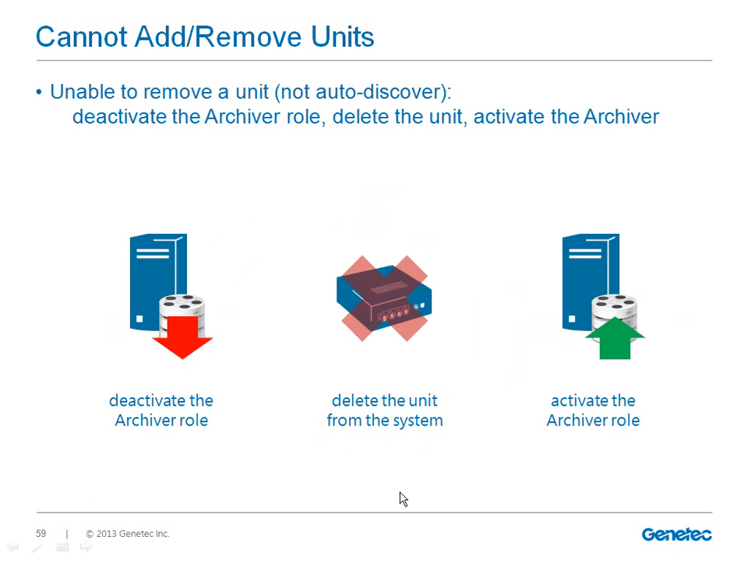Now, when considering units that are not auto-discover, if they won't be removed from the archiver for some reason, then just try to deactivate the archiver role, try to delete the unit again, and then try activating the role once more.